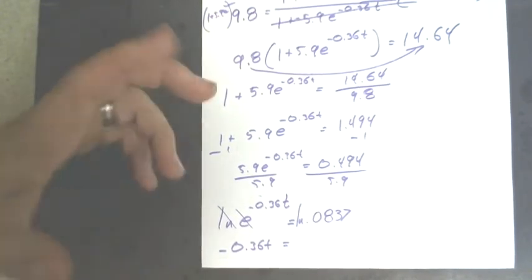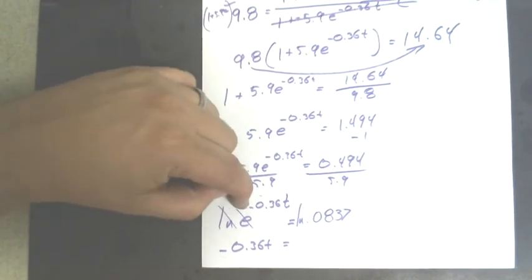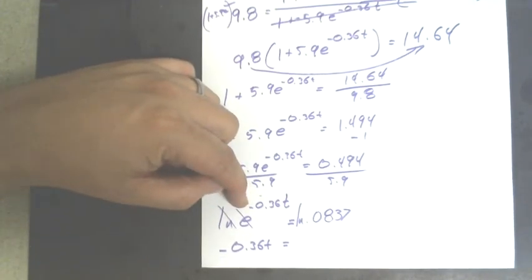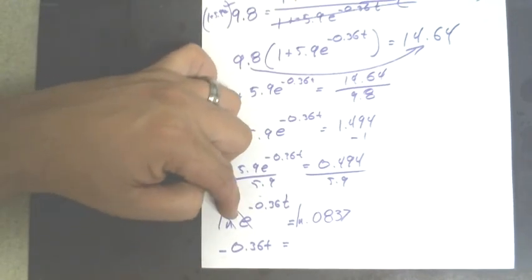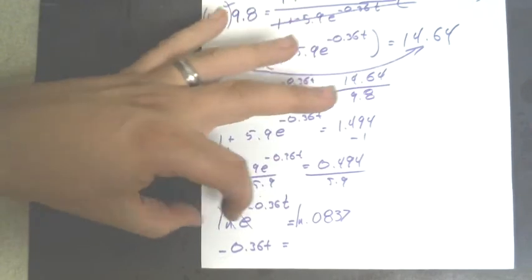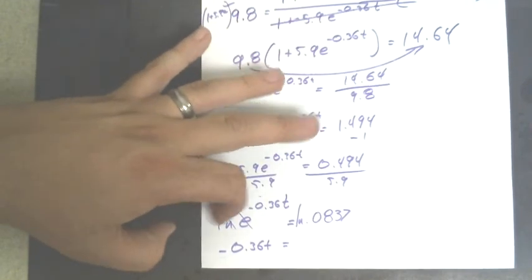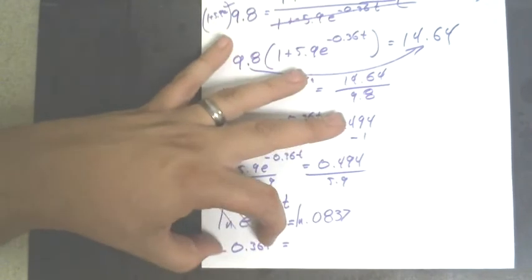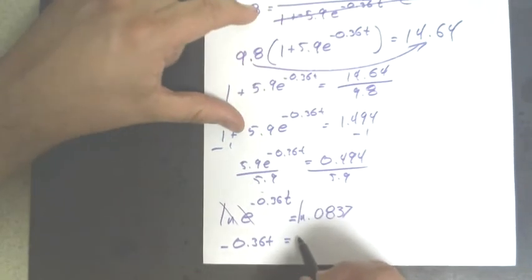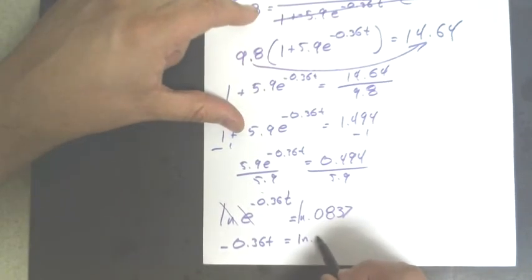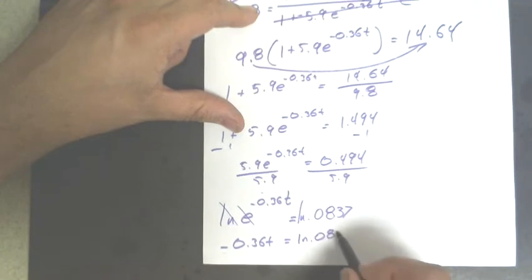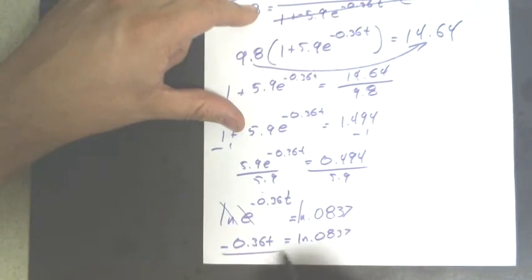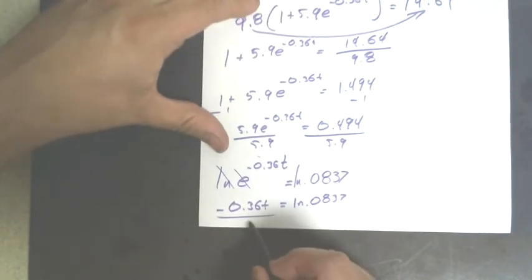So if you don't like keeping track of the fact that the natural log and the e undo each other, because they're inverse functions and that's how they're defined, that's the whole point. But if all you know is that you're supposed to bring that down, and then the natural log of e turns into a 1, you end up with this anyway. So, whatever floats your boat. Negative 0.36t equals the natural log of 0.0837.